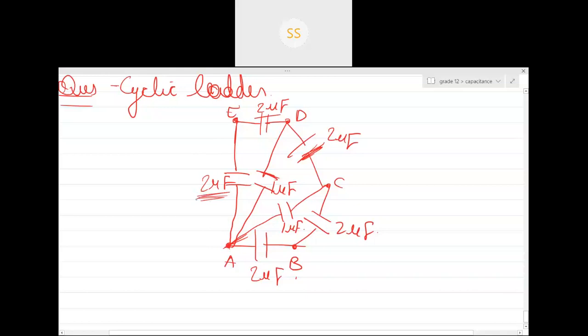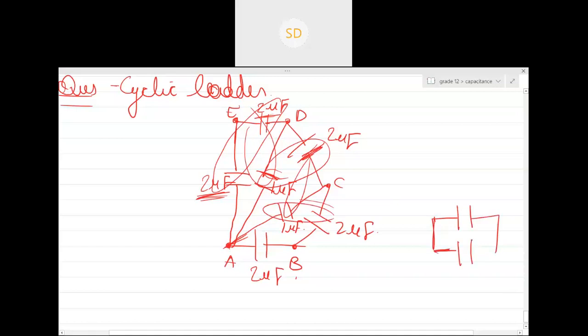Can you see 2 microfarad, 2 microfarad? Become 1. 1 again. 1 plus 1, 2 again. 2 plus 2, 1. And 1 plus 2 is 3. And the final answer is 3, not 4. Sorry, sir, calculation error. I was doing it mentally, so I went wrong. The final answer across A and B will be 3 microfarad. Yes or no?